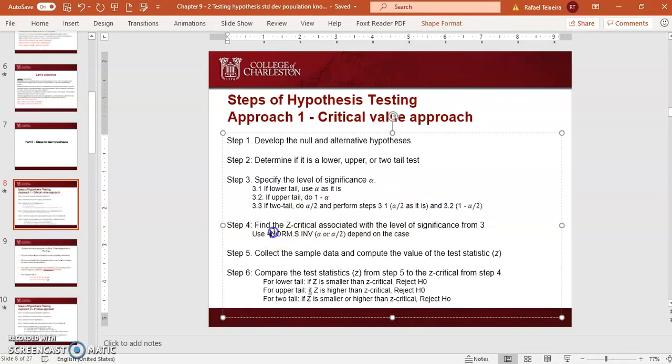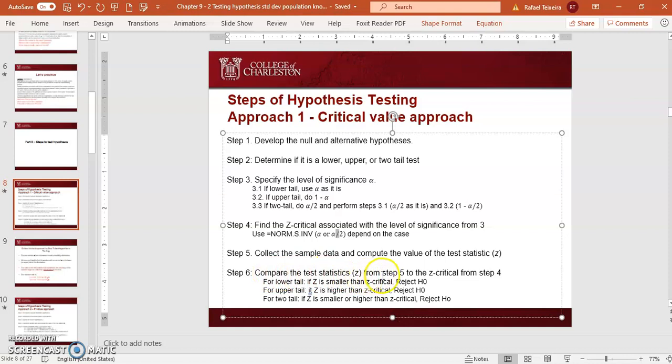So how do you find the z? Use this formula, equal NORM.S.INV, and then you enter your alpha or the alpha level divided by 2 as specified in this step. Collect the sample data and compute the value of the test statistic like I showed you, and I'm going to show you how to do that in Excel.